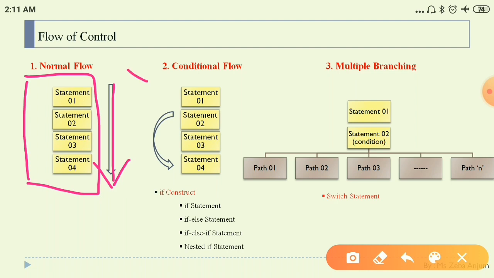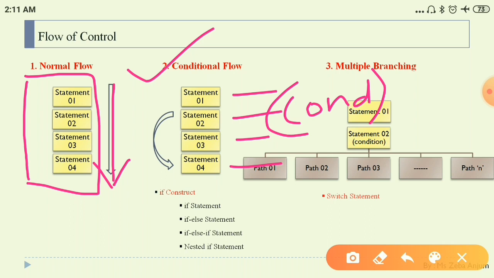Okay, now the second one, that is your conditional flow. It means you have some lines of statements, but in the middle portion you have a condition, and based on that condition your further statements will be skipped off. It means आपके प्रोग्राम में कुछ नंबर ऑफ स्टेटमेंट्स हैं, ओके, एंड इन कंडीशनल फ्लो आपका क्या हो जाता है, कुछ स्टेटमेंट्स को आपका जो फ्लो कंट्रोल है आपके कुछ स्टेटमेंट्स को स्किप कर देता है.